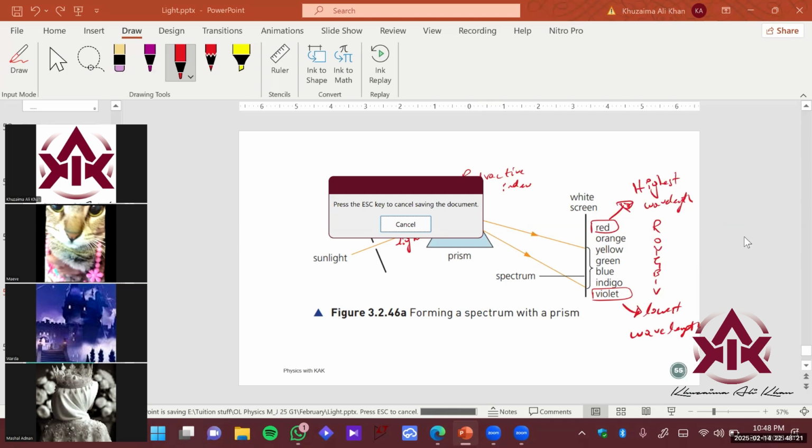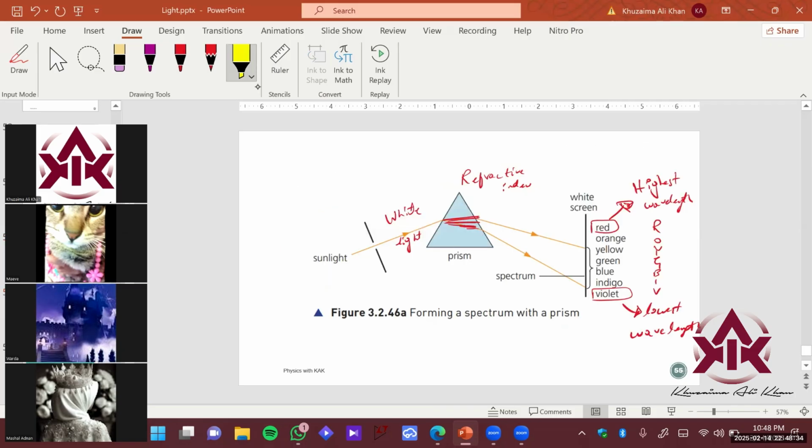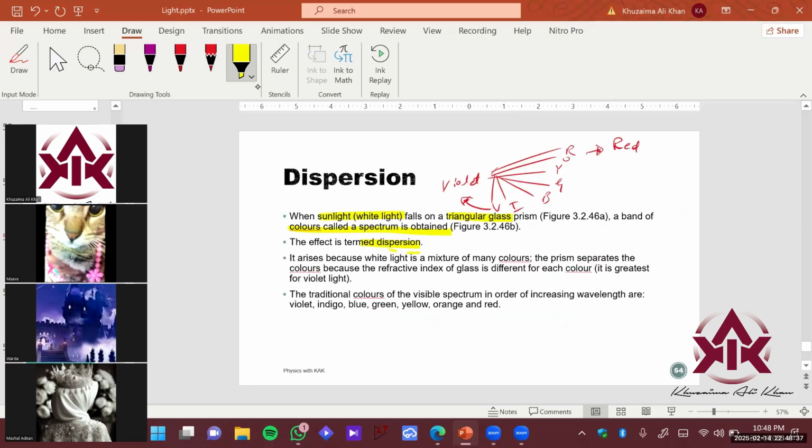And this is the beauty of physics. Okay, you can observe it in practical terms also. So when sunlight falls on a triangular prism, a band of colors called a spectrum is obtained. This phenomenon is called dispersion. What is dispersion? This is spreading of light. The light is spreading into 7 colors. Okay? It arises because white light is a mixture of many colors.